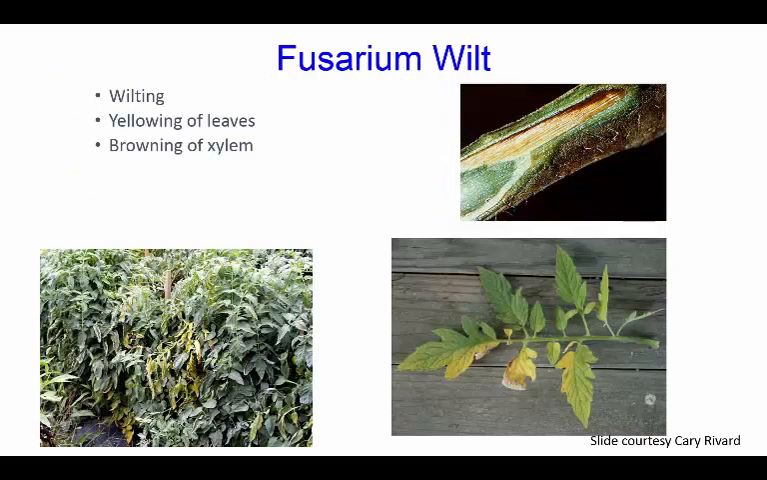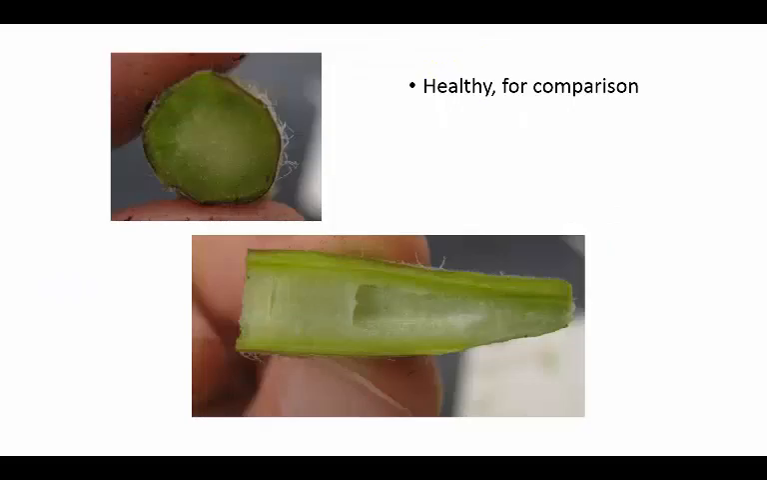Fusarium wilt is another fungal wilt in tomato. It causes wilting, yellowing of the leaves, and if you slice into the stem, you'll see some brown streaking in the xylem. I forgot to mention that verticillium can also cause some browning in the xylem. For comparison, here are some views of normal, healthy stem tissue without any of that brown streaking.